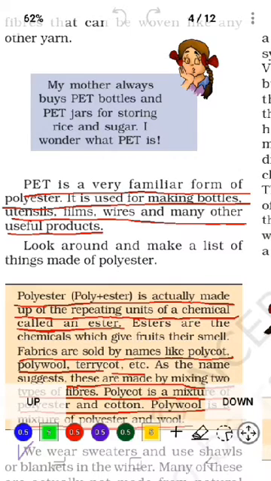PET is a very familiar form of polyester. Now, what is PET? PET means polyethylene terephthalate. It is used for making bottles, utensils, films, wires, and any other useful products which is being used in our daily life. In our household articles also, many articles are being produced using PET polyester.